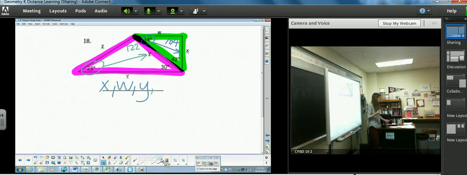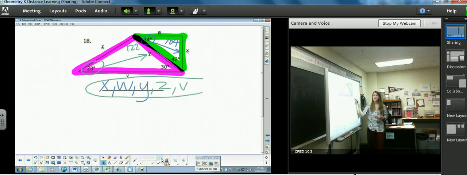We're not going to write it twice. You don't write a side twice. Okay, what's the medium side? Z. And the largest side? V. Across from 122. And that's how you order it from smallest to largest.